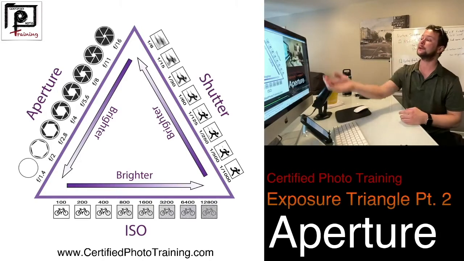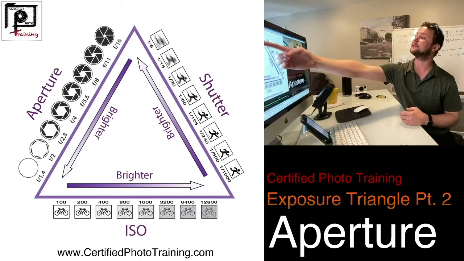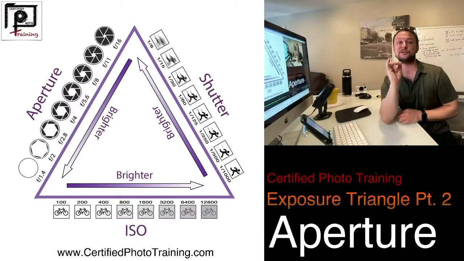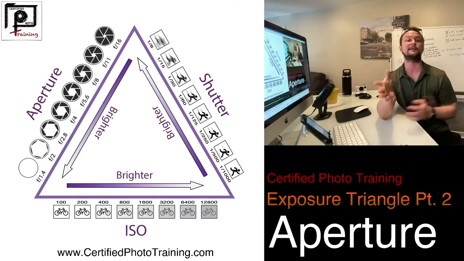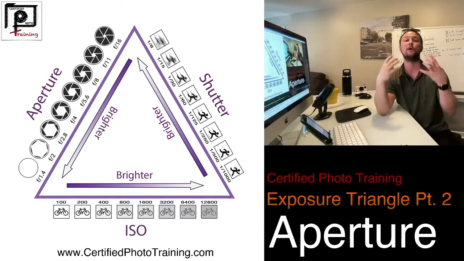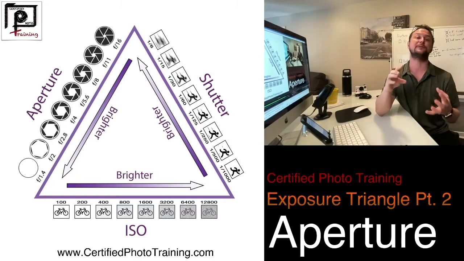So going to the other end of the scale, if you look at f16, now that's a really constricted pupil. That would be relatable to when you walk outside in direct sunlight and you look at something really bright. What do your pupils do when you look at something really bright?